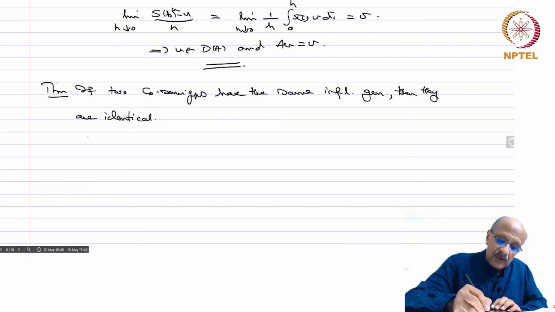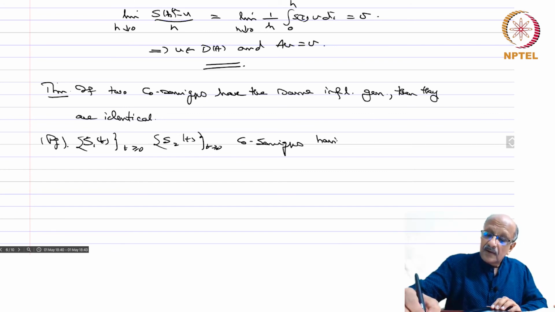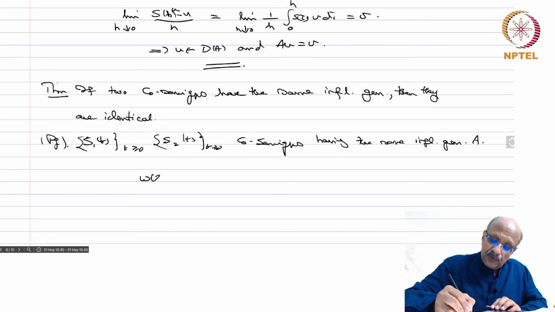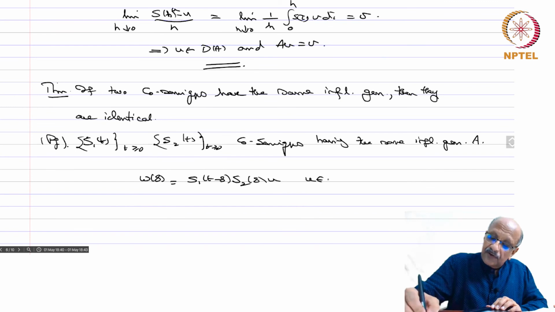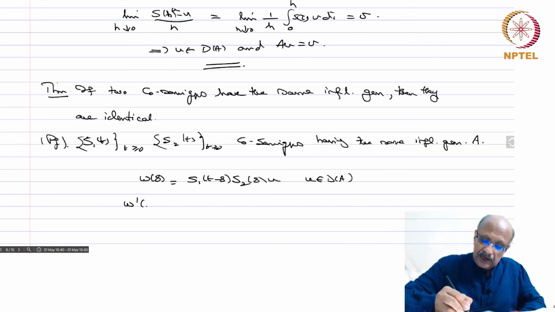Therefore, for instance, if you have S1 of t, S2 of t, C0 semigroups having the same infinitesimal generator A. Okay, so now we set as before W(s) equals S1 of t minus s, S2 of s, u, with u in D of A. So, this will be well defined, because if u is in D of A, S2 of s u will be in D of A. So, S1 of t minus s of that is still defined, and then you can differentiate it because it is in D of A.